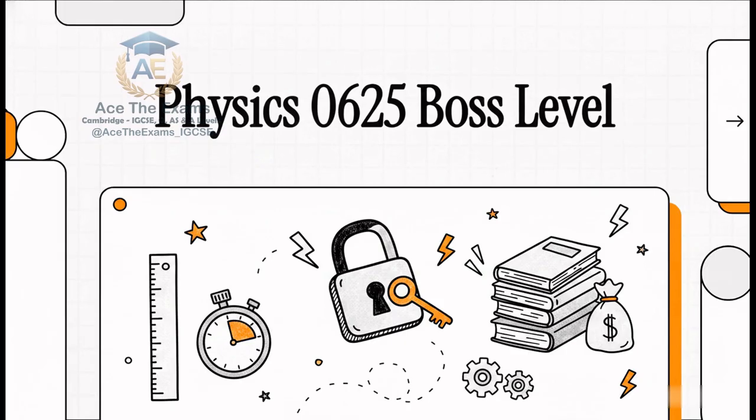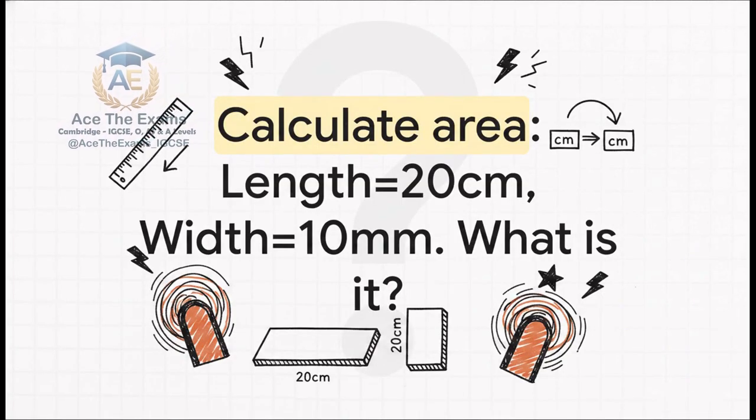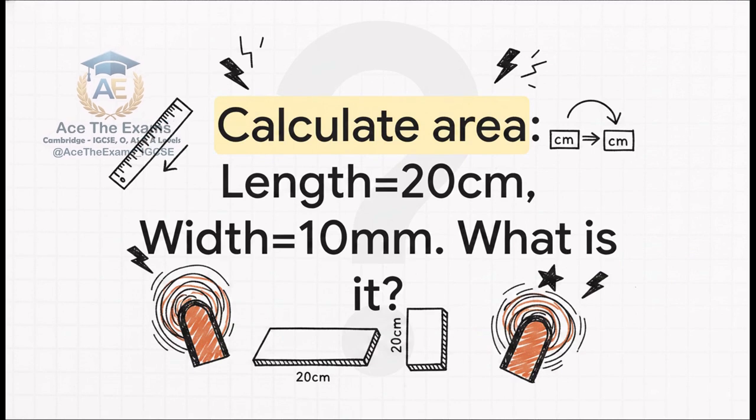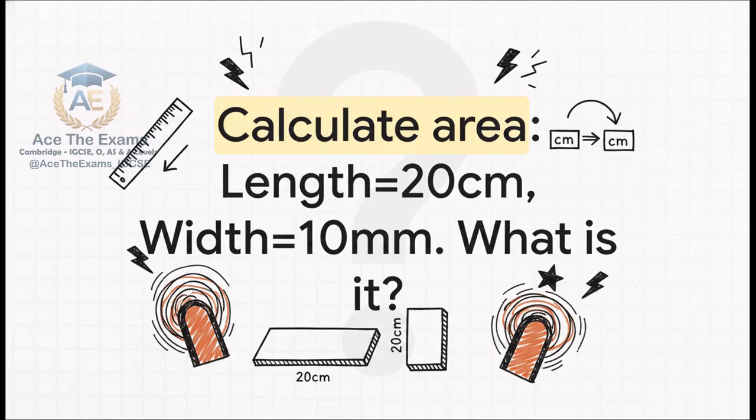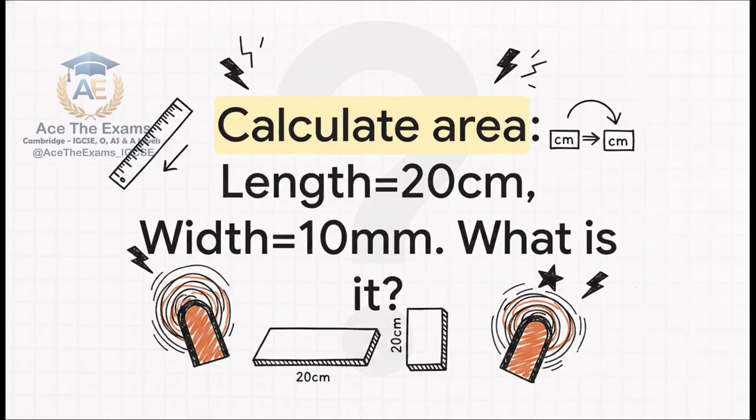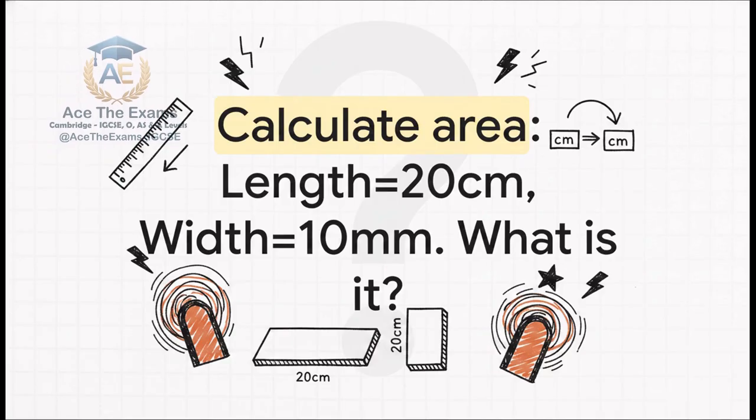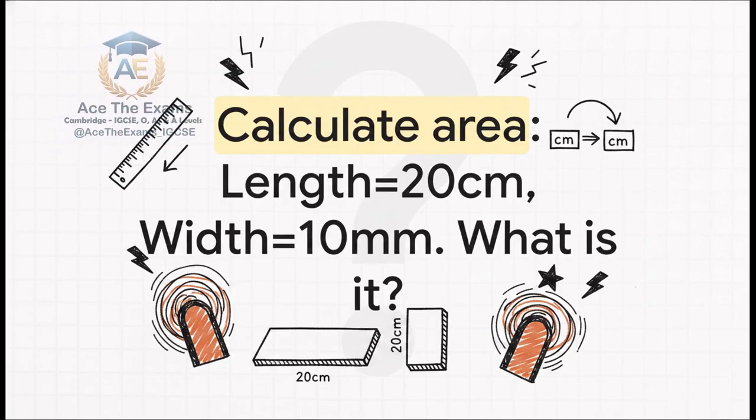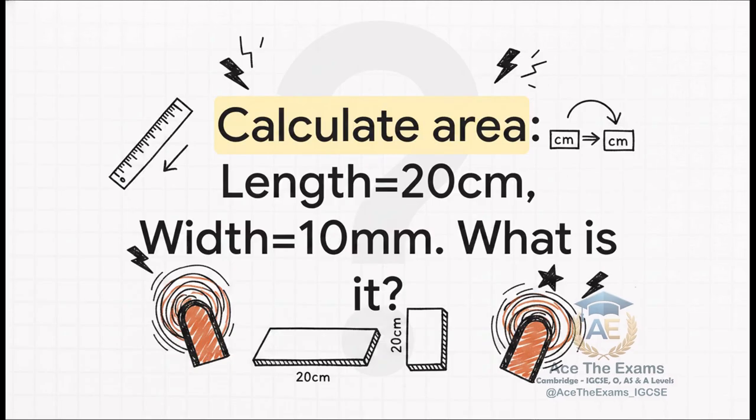Let's get into it. Okay, consider this deceptively simple calculation. Finding the area of a rectangle where the length is 20 centimeters and the width is 10 millimeters. Sounds incredibly easy, right? It looks like a basic primary school math question, but here's the thing. This exact scenario acts as a fatal trap for thousands of physics students every single year. They see two numbers, they multiply them together, and they completely shatter their grade boundaries before they've even finished the first page of the paper.